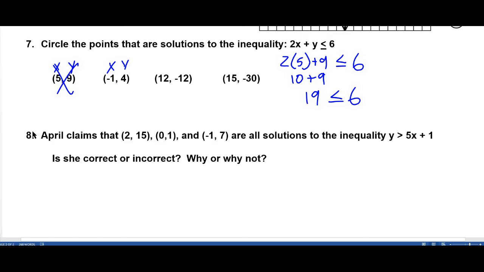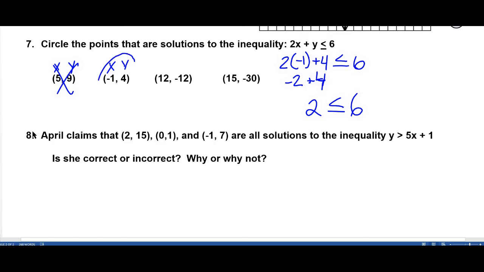The next one, x is -1. Y is 4. So 2x plus y is less than or equal to 6. We have negative 2 plus 4. That comes out to be 2 is less than or equal to 6. That looks to be true. That is a solution.